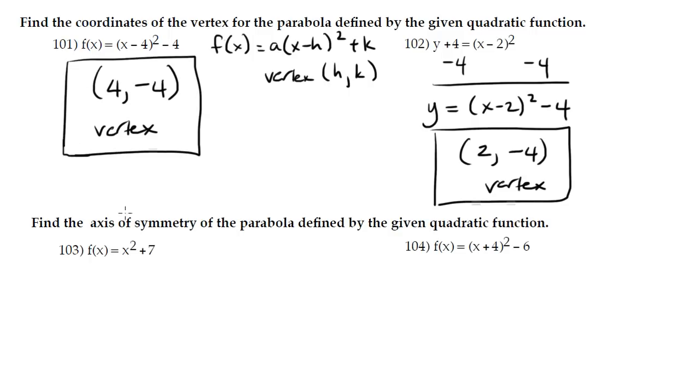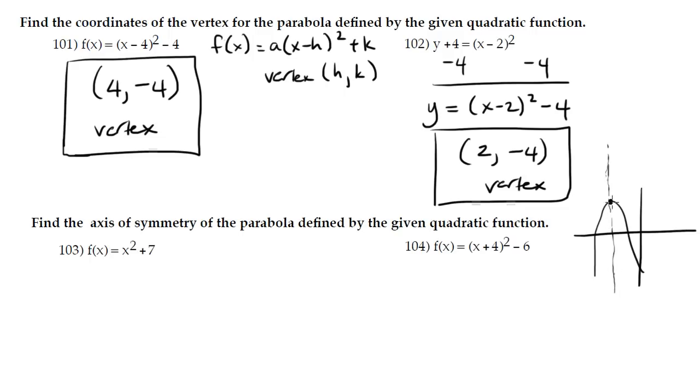Now for the axis of symmetry, there's two ways we can think about that. One is the axis of symmetry of any parabola. Let me just draw some random parabola here. This parabola, for example. Here's my vertex. The axis of symmetry is this vertical line of symmetry for the parabola.